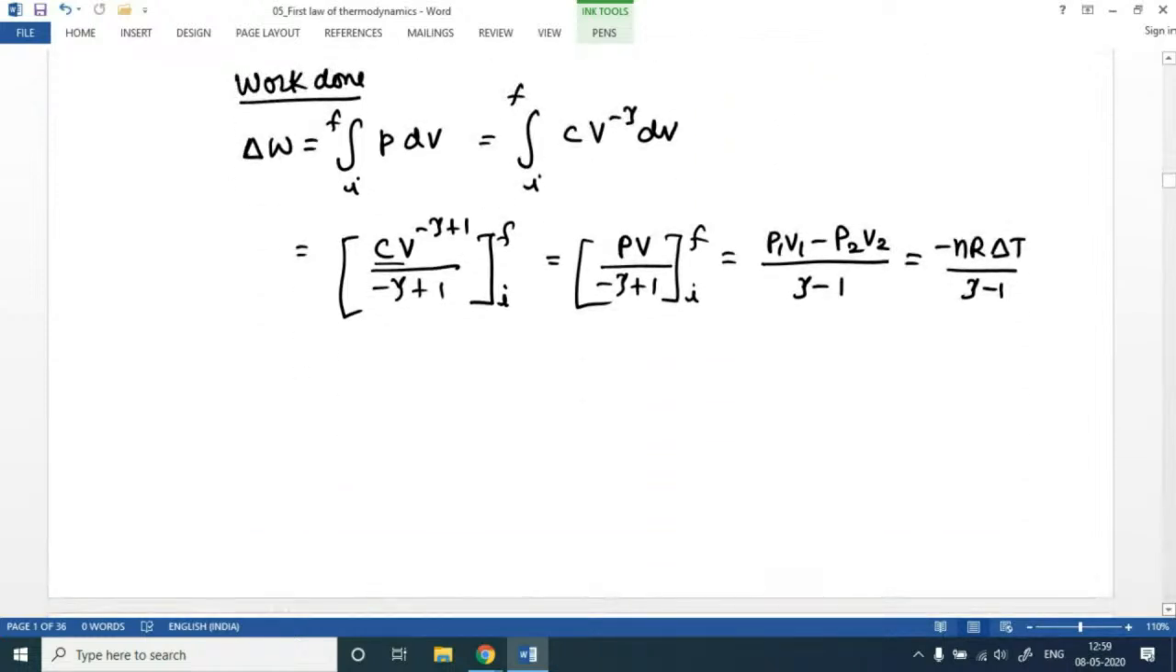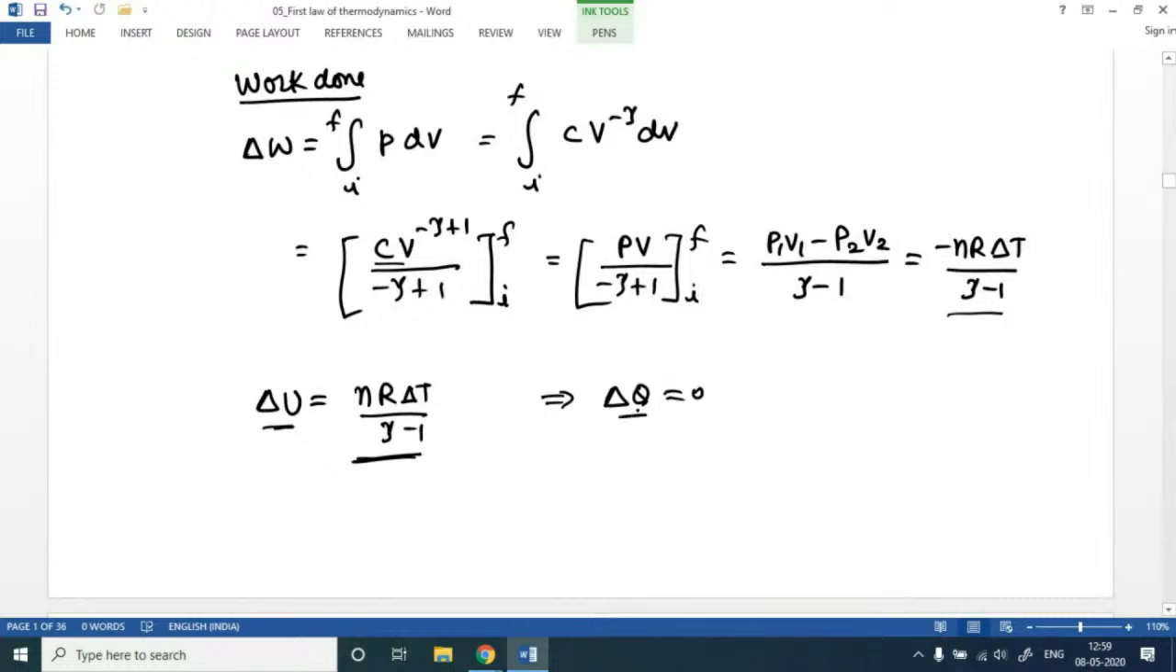So that is work done by the gas. Obviously, this expression for delta U remains the same for every type of process, and that would be nothing but nCv delta T, or nRT upon gamma minus 1, you can write. So obviously, you can also realize that delta W plus delta U is going to be equal to 0. So delta Q is equal to 0 also.